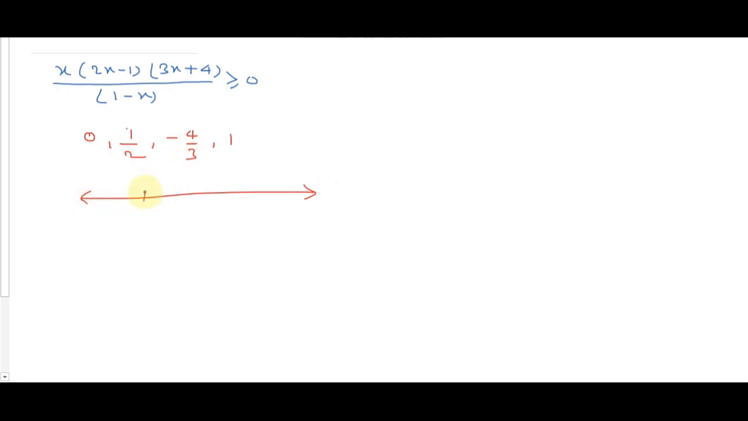At first we will get minus 4 by 3, then we will get 0, then we will get 1 by 2, and at last we will have 1. Now we will find the sign scheme of this term for different values of x. When x is greater than 1, suppose I take x equal to 2, replacing x by 2, we will get the sign of x as positive.